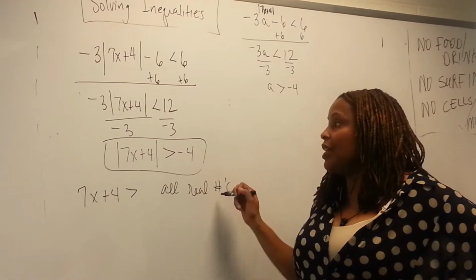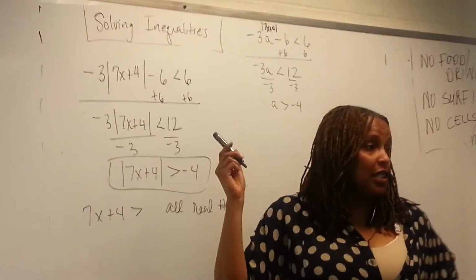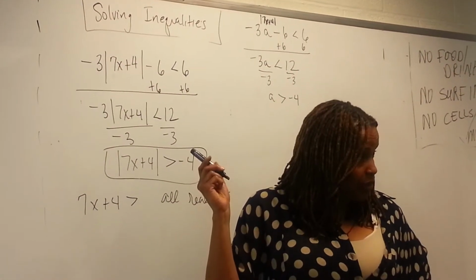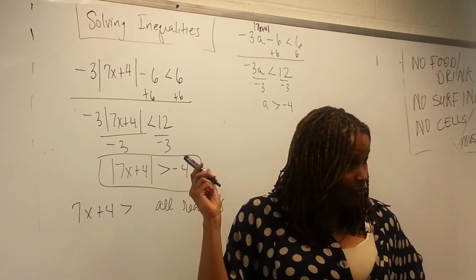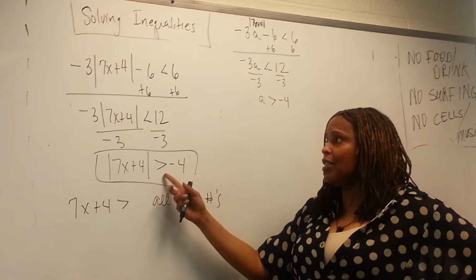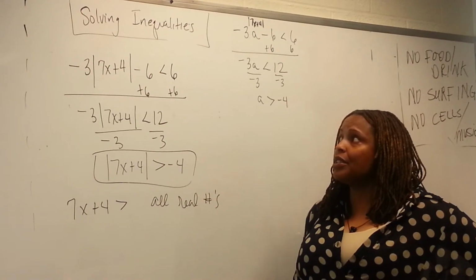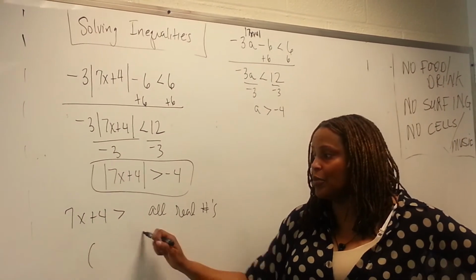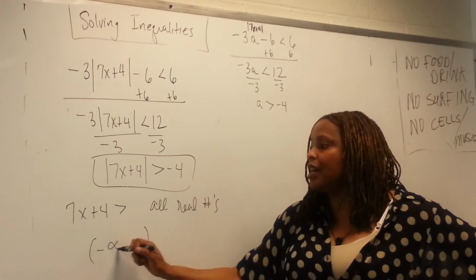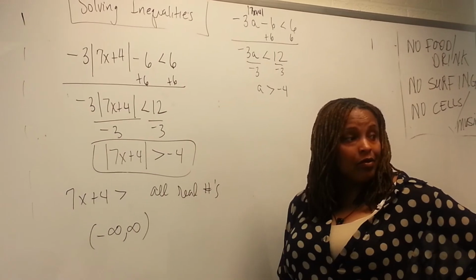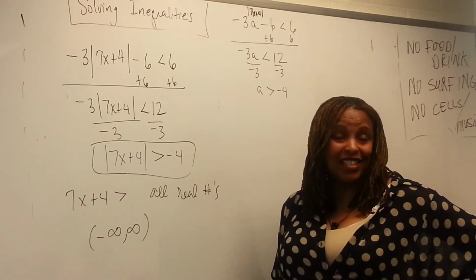So if this is your original question, either it's a little tricky, or either we copied it wrong. Okay? But the absolute value of anything is always greater than a negative number. So the solution is all real numbers. How would you write all real numbers in interval notation? Negative infinity to positive infinity. Like a right. Yes. Pause.